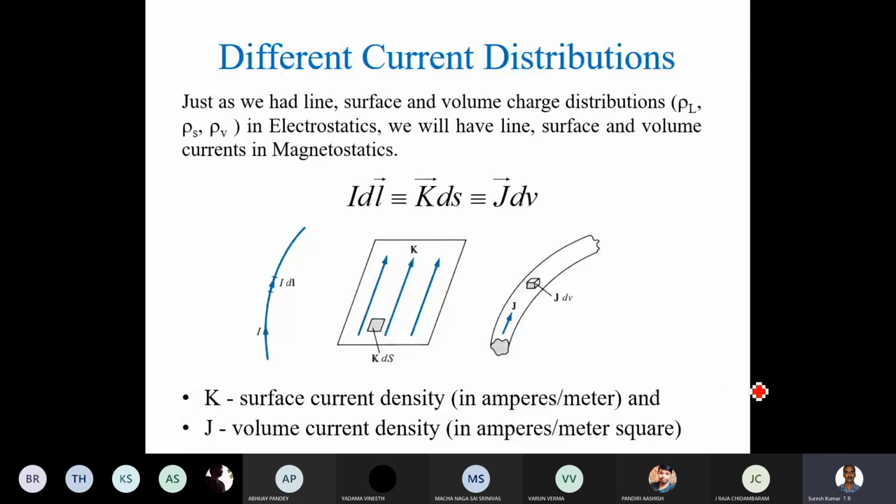We discussed three different current sources: line, surface, and volume current. I, K, and J, where K represents the surface current density and J the volume current density, with units of ampere per meter and ampere per square meter. We frequently use this formula to calculate the total current: I equals the integral of J vector dot dS vector. If the volume current density is given, to calculate the total current you need to integrate it over the surface through which the current is flowing or charges are moving.